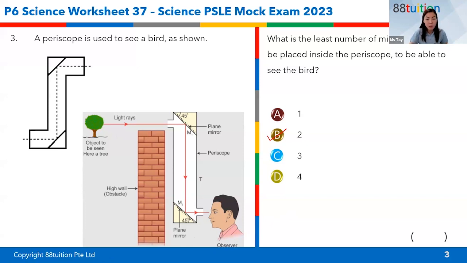Will this come out in PSLE? Most of the time, no. I don't know how they set the questions, but PSLE science questions are never repeated. It's always a new question. They are so good at coming up with the extra ones. They gave the answer already in the diagram. Something like that. Yeah, correct.